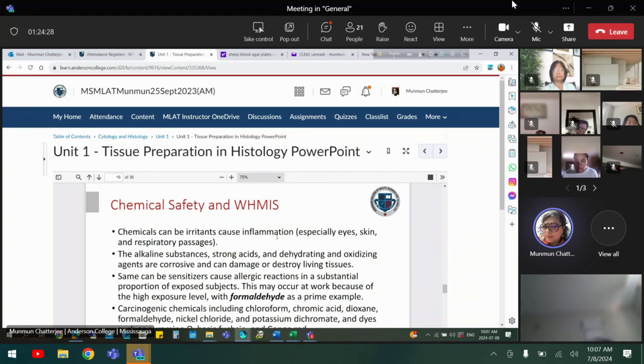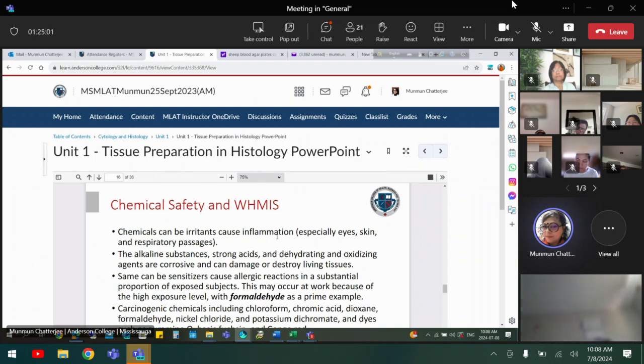Chemicals can be irritants. They can cause inflammation, especially since your eyes are open, your skin is exposed, and you are breathing in, so your respiratory passages are open. These three areas can be exposed easily: eyes, skin, and respiratory. You cannot hold your breath to do the work, you would die. So you have to breathe, and that's why you need the proper PPE or protective equipment.